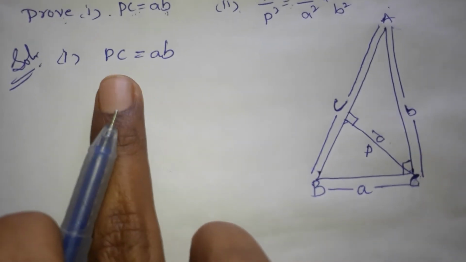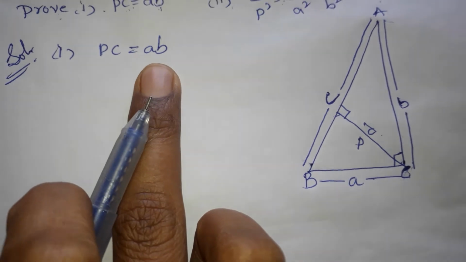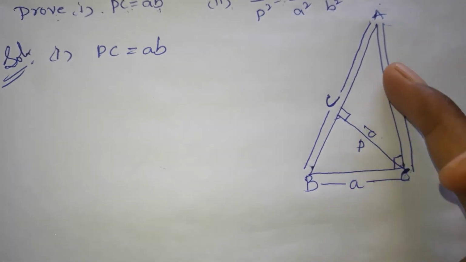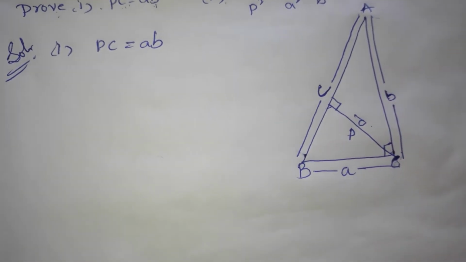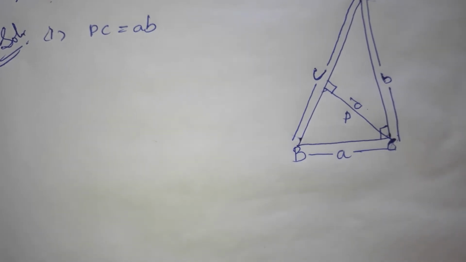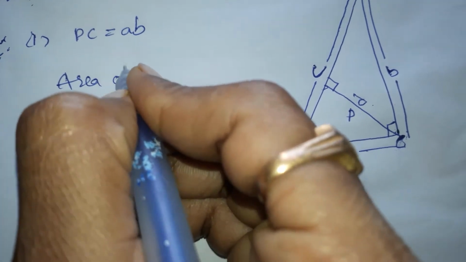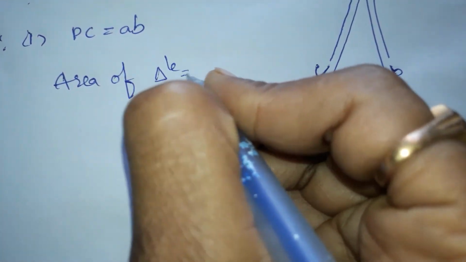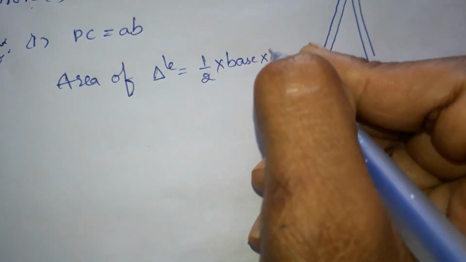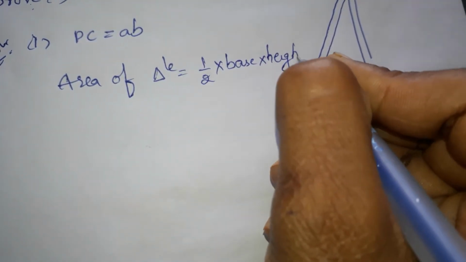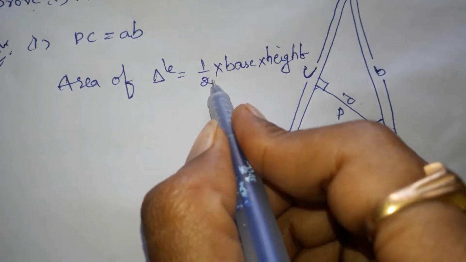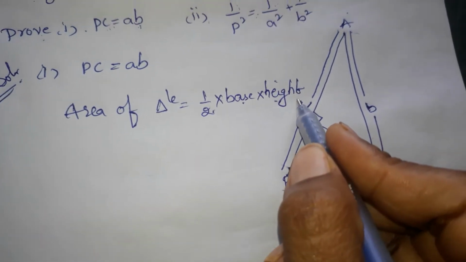First, to prove pc equals ab, we should know what the area of a triangle is. What is the formula for the area of a triangle? We know that the area of a triangle is equal to half into base into height, right? Half into base into height.